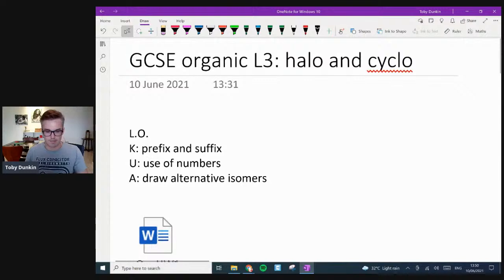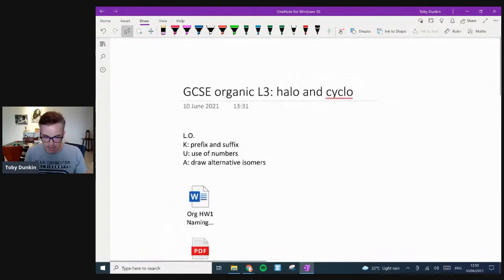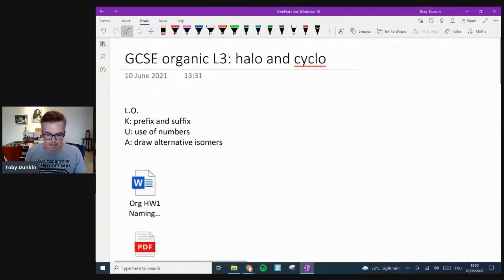Right, 3 learning objectives today, folks. Number 1, I need you to know prefix and suffix. Number 2, be able to use numbers. Again, that's a reinforcement from last lesson. Well done, Tanisha. Well done, Navina. And the last one is to draw alternative isomers. Okay, so halos and cyclos.